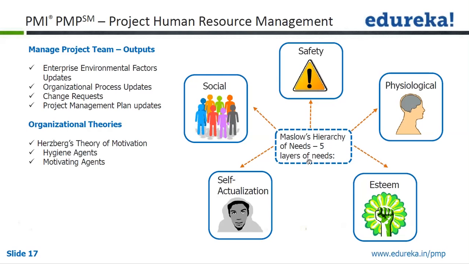So Maslow has given a hierarchy of needs that starts with physiological, then it moves to safety, then to social. So physiological needs are basic needs, like we all need food, we all need air, we all need, let's say, shelter to live in.